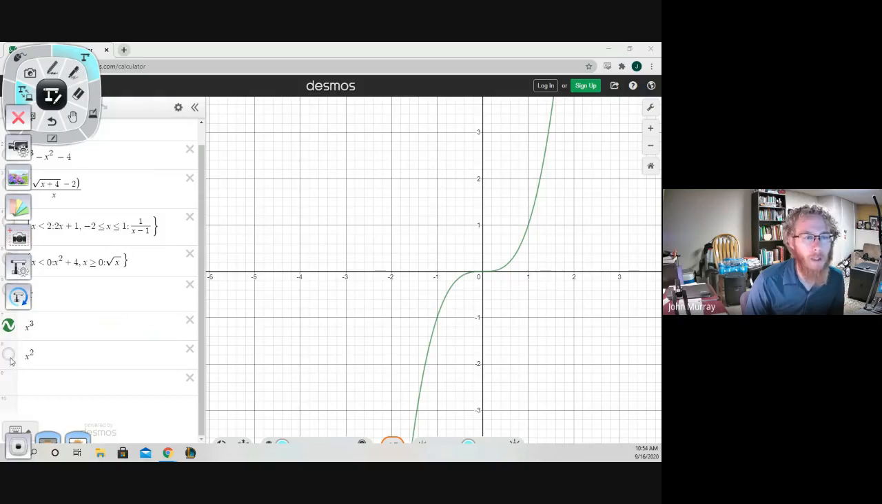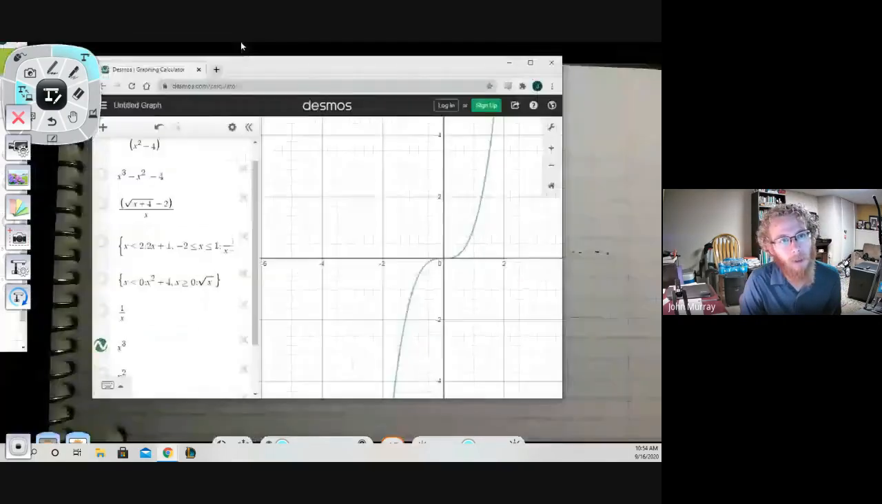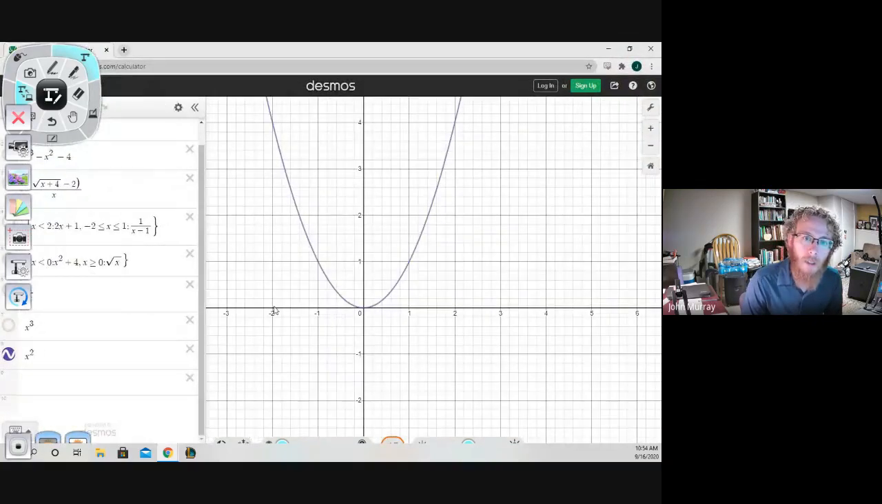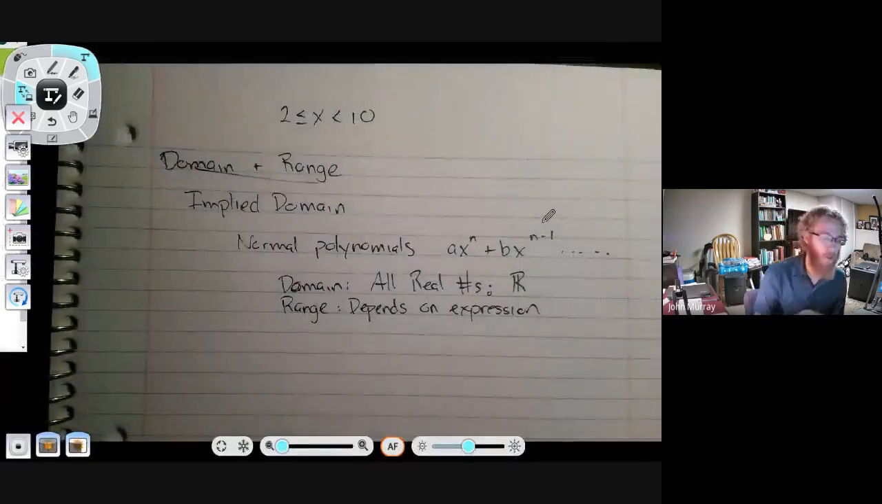If I had something like x squared, what do you notice about the y values? Where do the y values stop? At 0, right? So our range wouldn't have any negative numbers. Our range would be positive numbers, and I'll show you how we say that when we get further into it. So the range depends.